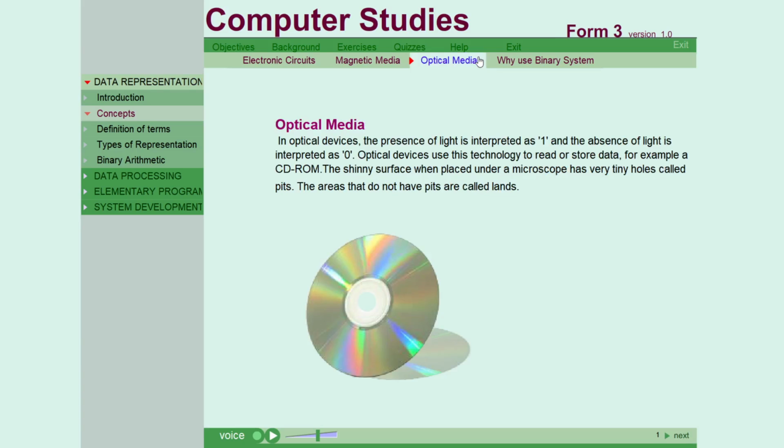In optical devices, the presence of light is interpreted as 1 and the absence of light is interpreted as 0. Optical devices use this technology to read or store data, for example, a CD-ROM. The shiny surface, when placed under a microscope, has very tiny holes called pits. The areas that do not have pits are called lands.